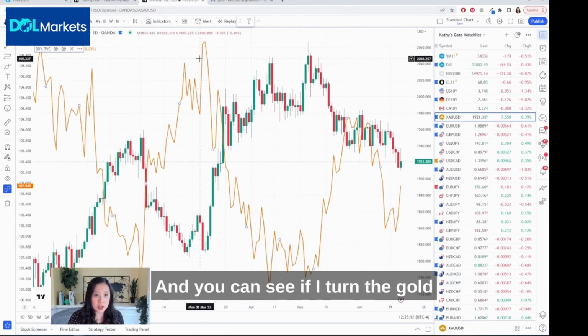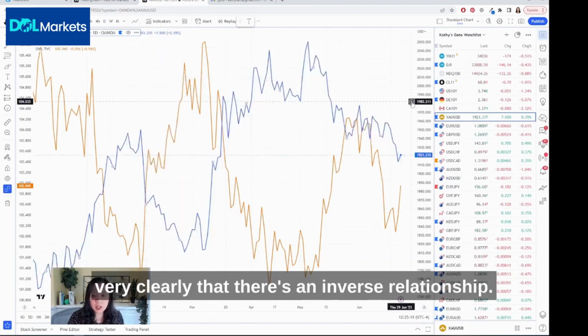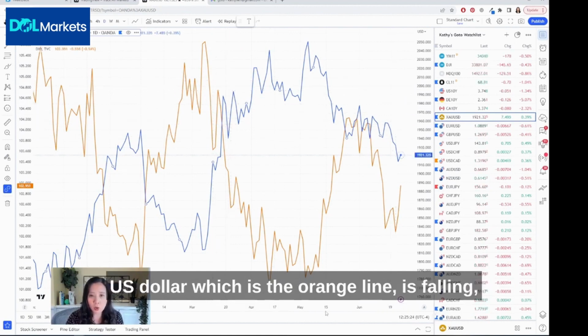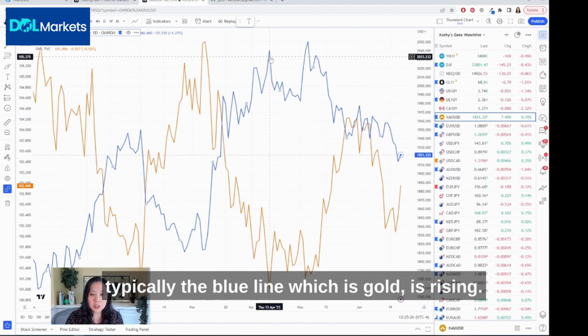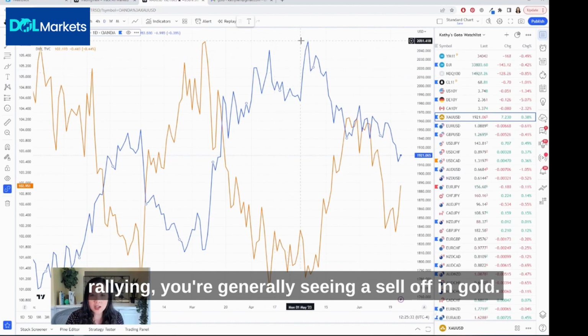And you can see, if I turn the gold price over to a line chart, you will see very clearly that there's an inverse relationship. What an inverse relationship means is that when the US dollar, which is the orange line, is falling, typically the blue line, which is gold, is rising. And when the US dollar, like you see here, is rallying, you're generally seeing a sell-off in gold.